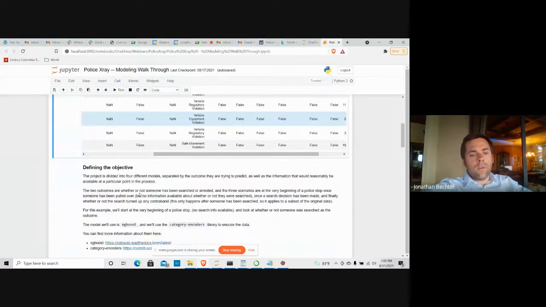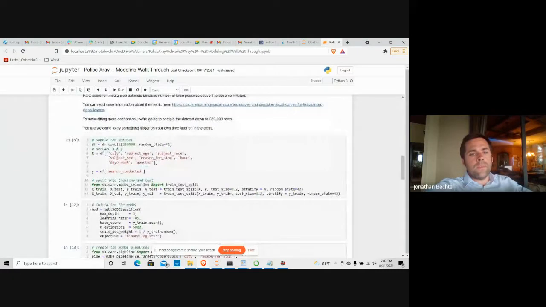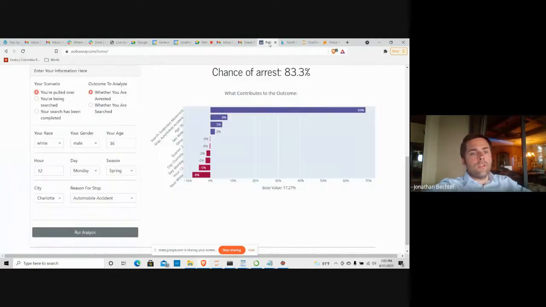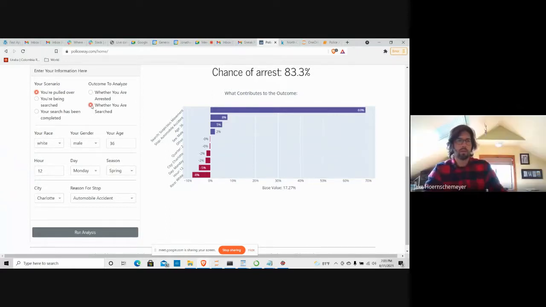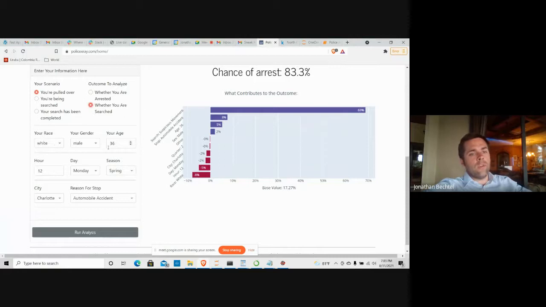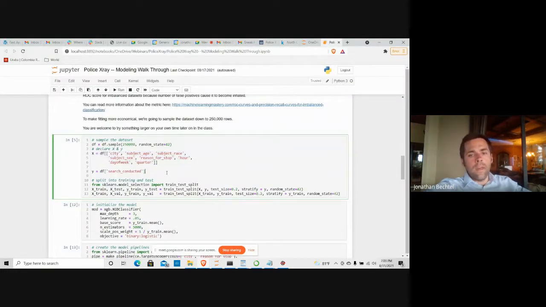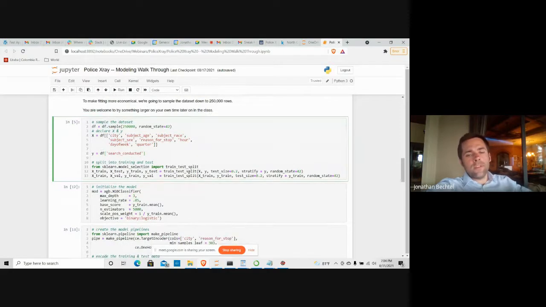So in any event, what we're doing over here is defining the columns: city, subject age, subject race, subject sex, reason for stop, hour, day of week, quarter. These basically correspond to the things you could fill in if you were here. Like this too, and then these are the things you can go ahead and fill out. So those are the columns you see defined there. Let me go ahead and find it. Okay, training, test, and splits. Okay, so training sets and test sets.